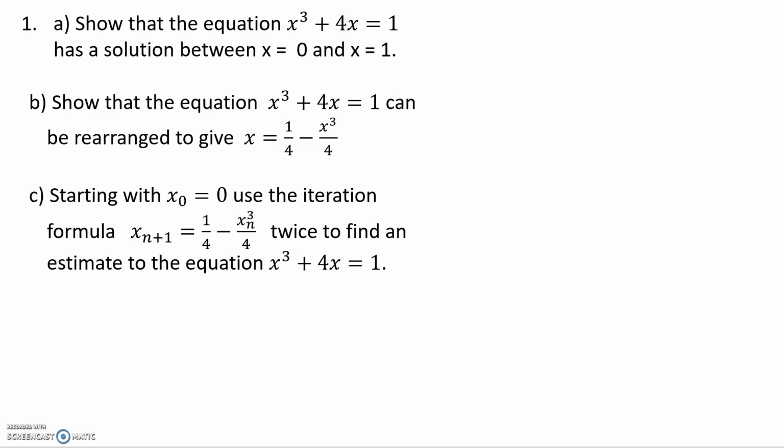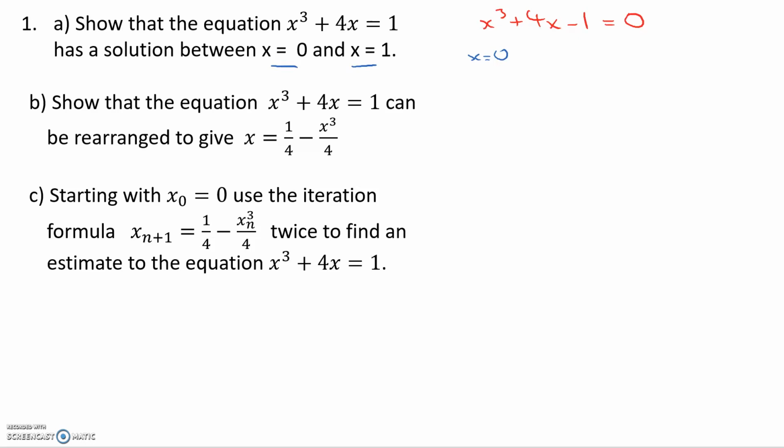for a start, just rearrange this slightly so that you've got the equation equal to 0. So in other words, we're going to subtract 1 from both sides so that that left hand side is equal to 0. Okay, and as soon as we've done that, we're then going to substitute in the given values for x. So for a start, we'll try x equals 0. We'll start with x equals 0 because it's telling us that this equation's got a solution between x equals 0 and x equals 1.